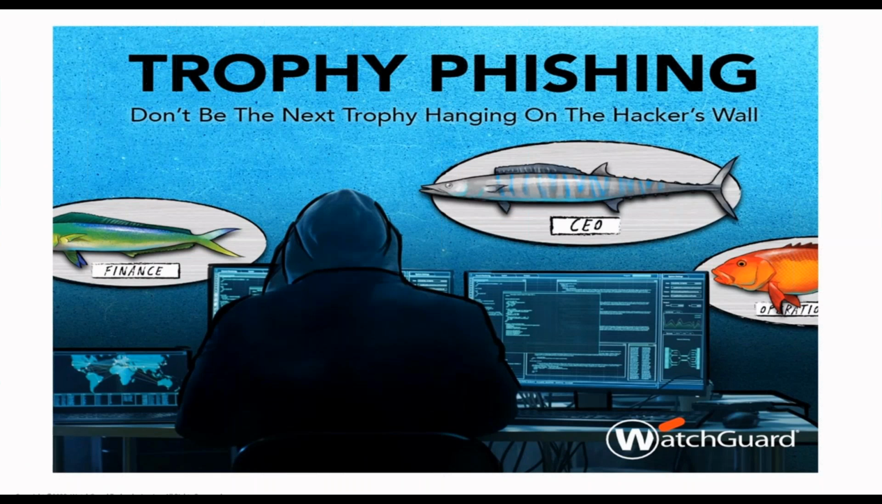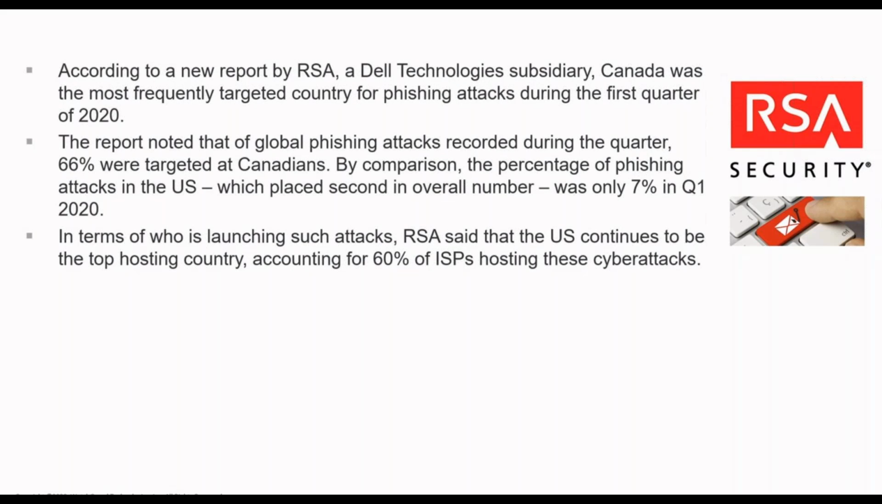The one that I wanted to focus on, because they are the ones that you're going to see most of the time nowadays, the first one is phishing, right? And when it comes to phishing, just to give you a little bit of an idea of the magnitude of how bad it is, according to the RSA, Canada was the most frequently targeted country for phishing attacks during the first quarter of 2020.